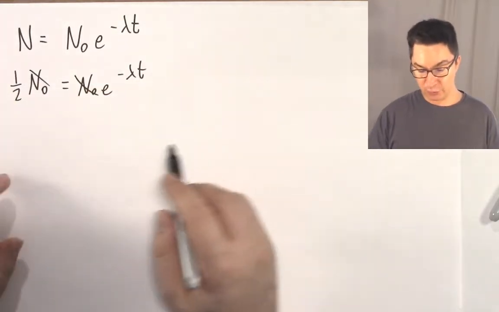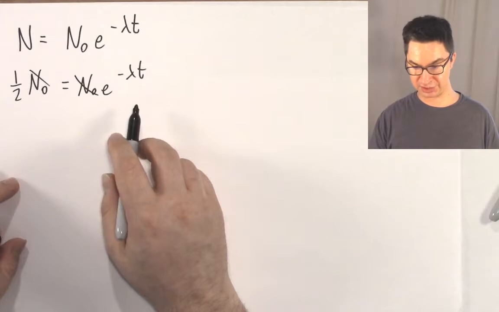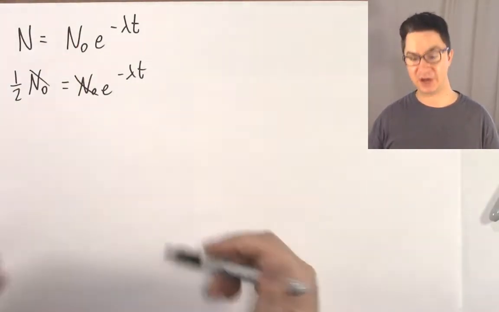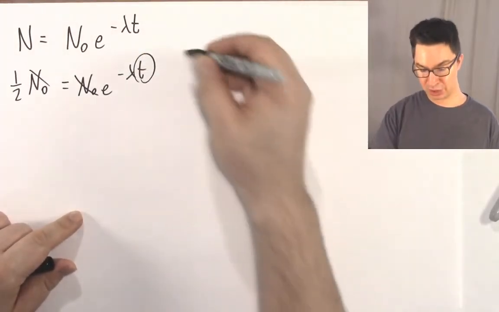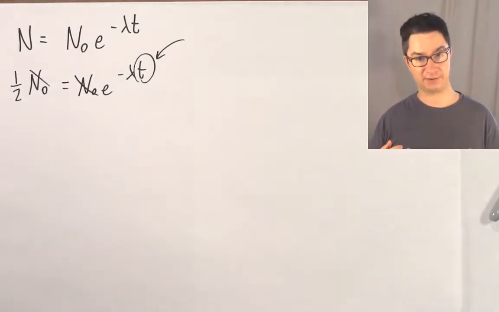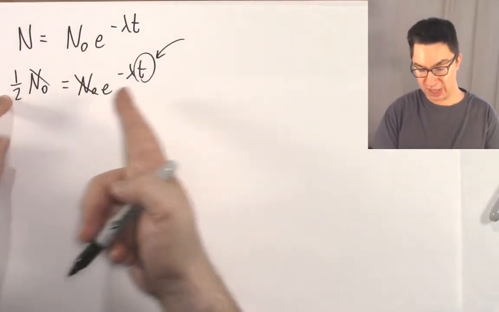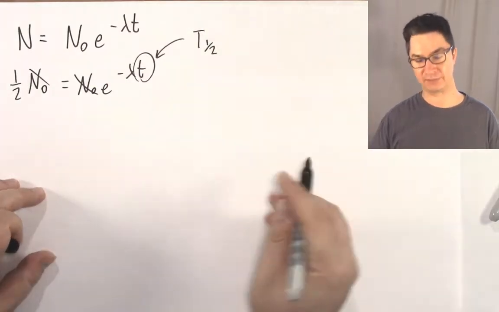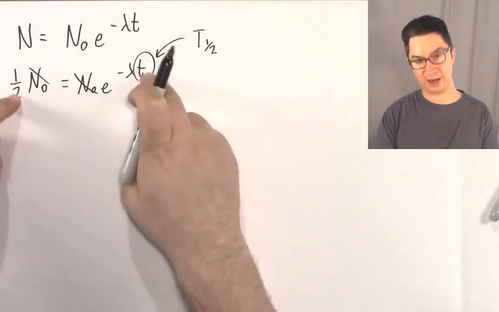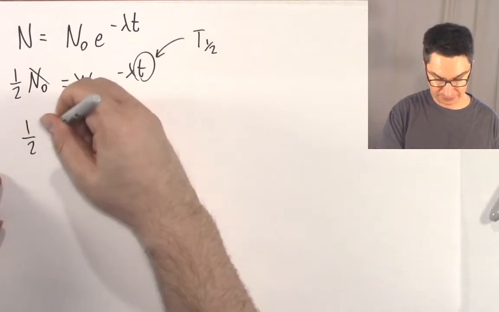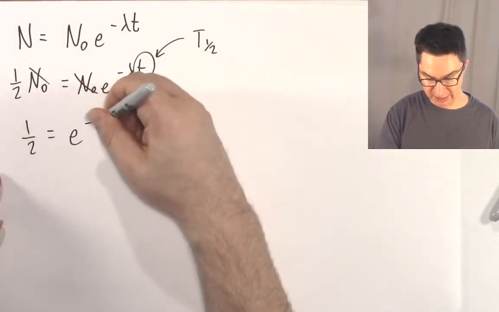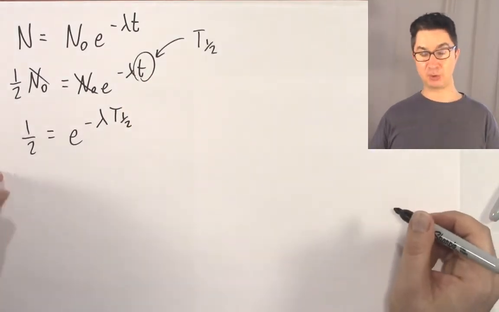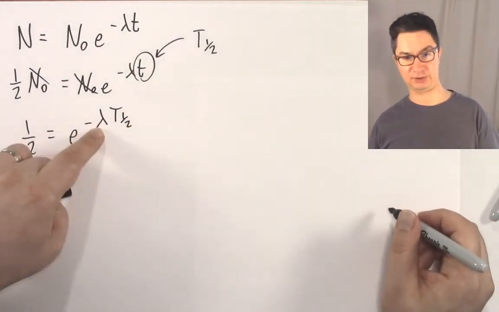If we want to solve for lambda, let's consider that we have defined this amount of time to be the half-life, right? If we lose half of our particles, that means we can replace this t with the half-life T 1/2. So let's rewrite this equation with T 1/2 in here. So now we have 1/2 equals e to the negative lambda T 1/2. Okay? So now we're going to unpack this and solve for lambda.